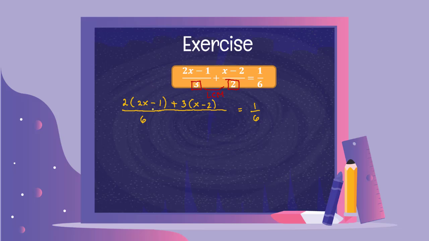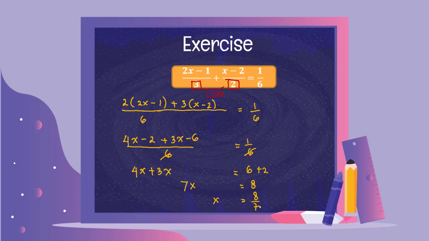Because both of the terms have the same denominator, we can simplify. 4x minus 2 plus 3x minus 6 over 6 is equal to 1 over 6. So we can simplify or eliminate. So 4x plus 3x, and on the right side 6 plus 2, is equal: 7x equals 8. So x is equal to 8 over 7.